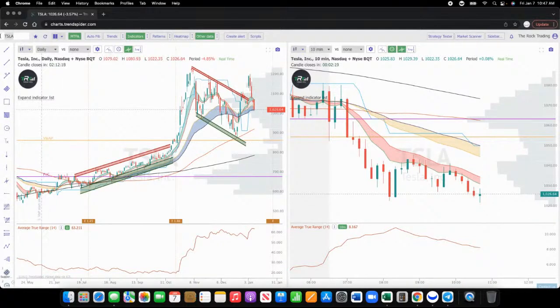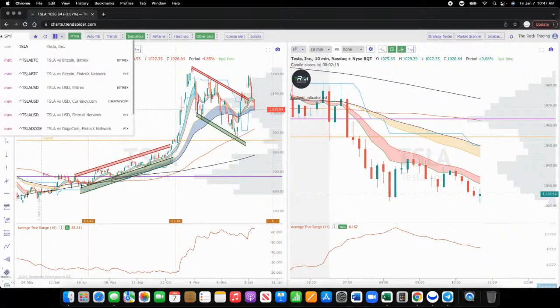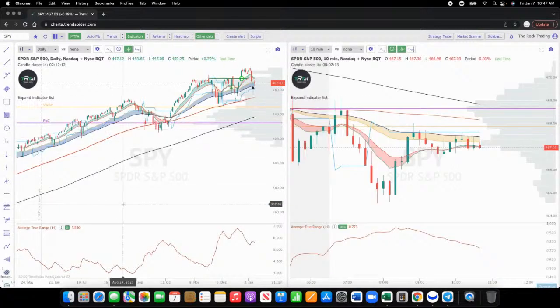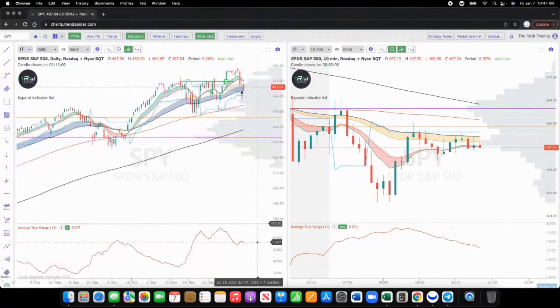Okay, let's pick another one. Let's go ahead and look at SPY. We can see SPY's ATR is coming down, at least on a daily basis. This doesn't measure the direction of where the price is going, just the volatility. Lower volatility certainly means more buyers, in my opinion, and higher volatility means more sellers.